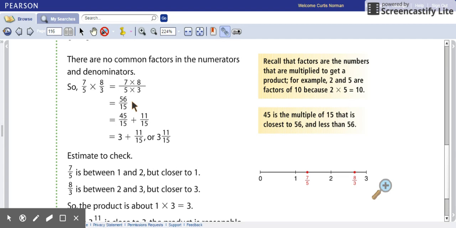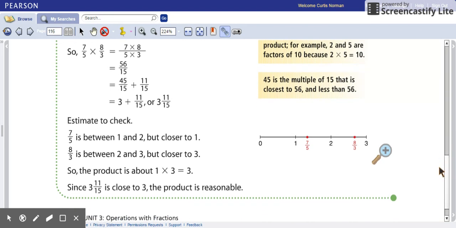So right off the bat, if you get 56/15, I'm happy with that. And then eventually we'll get you to change it to a mixed numeral, where it's 3 and 11/15. Now, the other thing I want you to think about, and I might ask you to do this in class, is estimate.